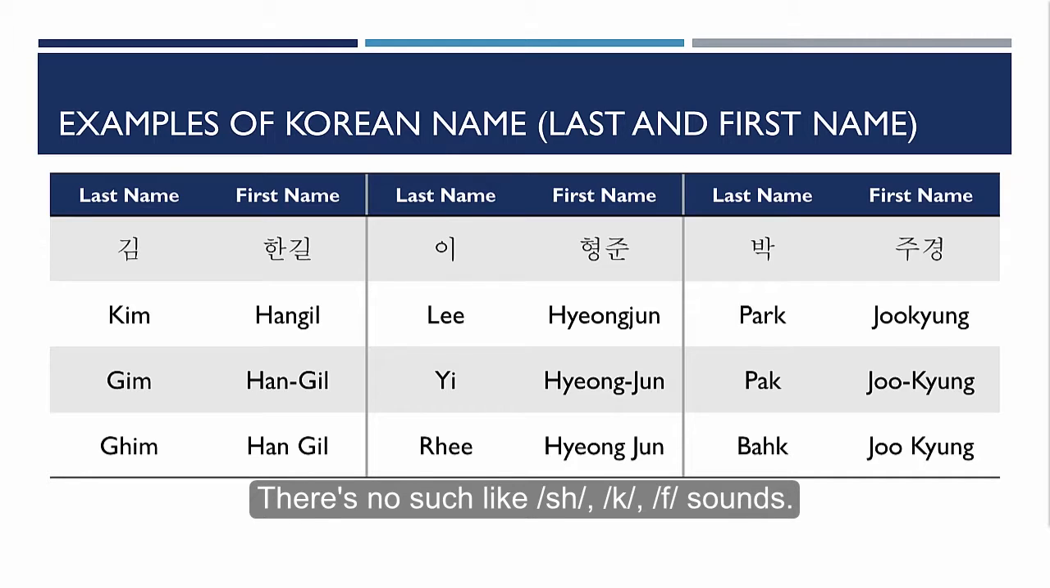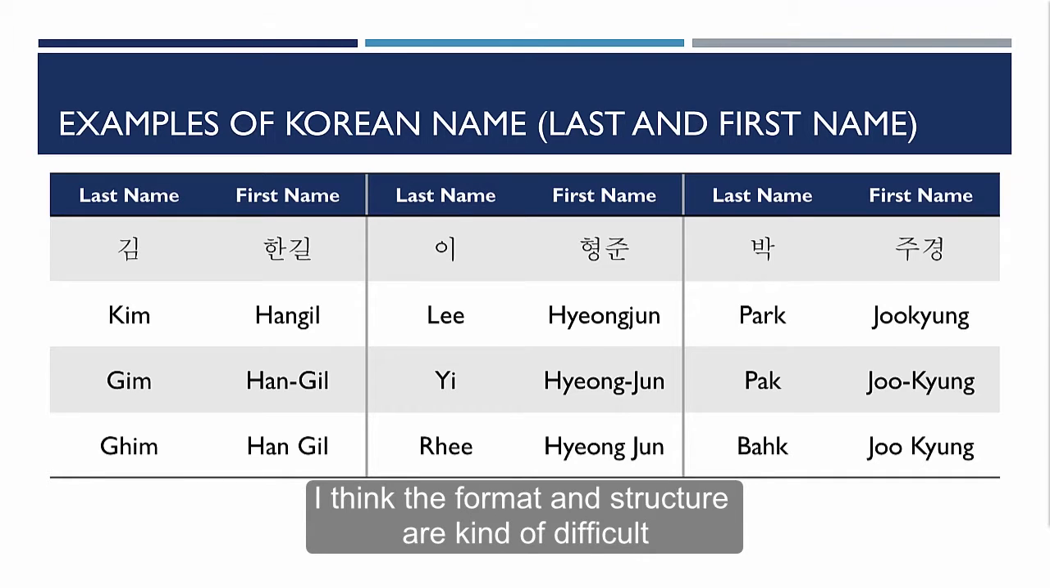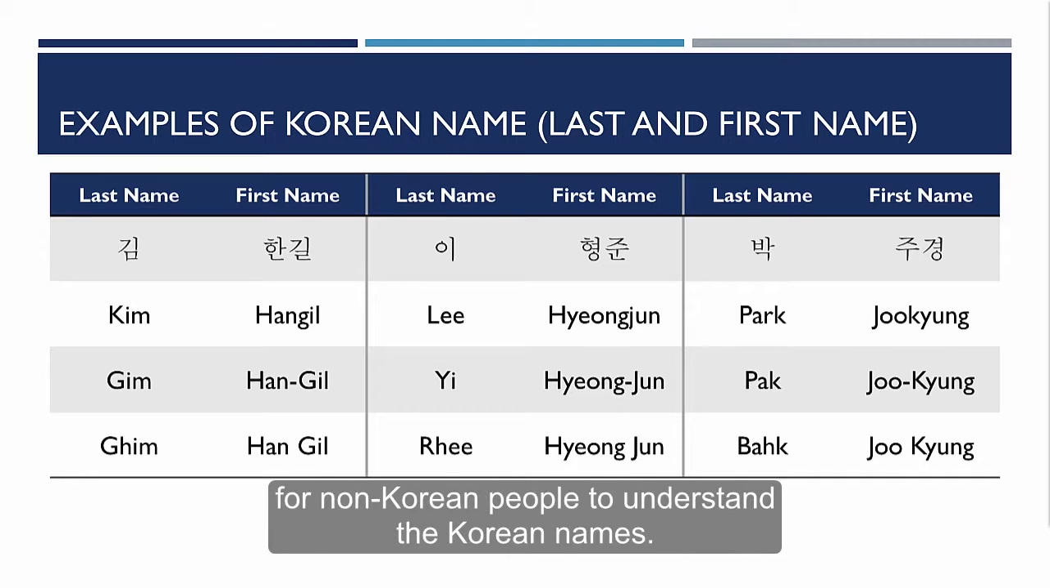Always with the soft sound. Always. There's no sh sound, there's no k sound, there's no f sound. So make it softer always, and no R sound, no L sound. So I think for the format and structure, it's kind of difficult for non-Korean people to understand Korean names.